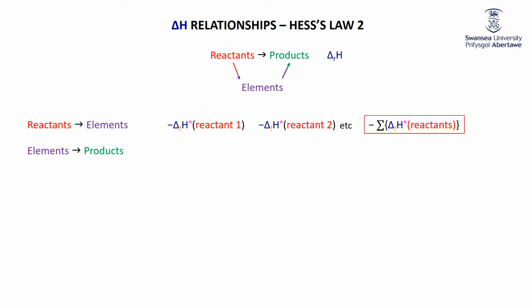Same idea as we go from the elements to the products, but here, of course, it's not minus the heat of formation, it's the heat of formation itself. So to get product 1, it's going to be the heat of formation of product 1. To get product 2 from its elements, the heat of formation of product 2. And overall, to go from the elements to the products, the heat change is where we sum up all of the heats of formation, delta H, of the products. Now, according to Hess's law, delta HR is where we go from reactants to products, but delta HR can also be associated with going from reactants to elements and then elements back to products.